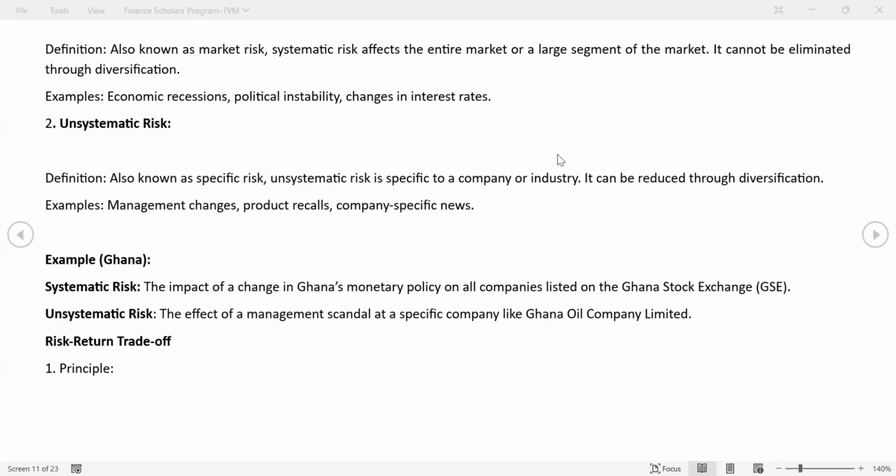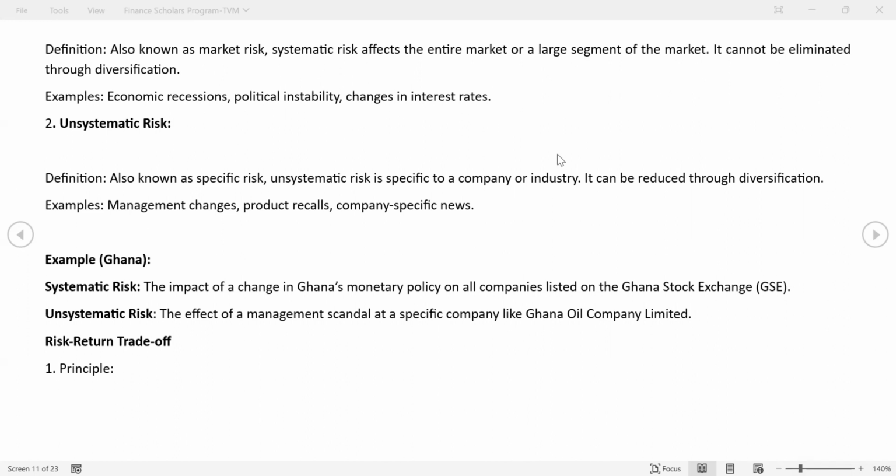Then the unsystematic risks are the risks that are specific to a particular company or industry. The business can have operational risks, or maybe an employee will take your money, an employee will make you go bankrupt, or a customer will not pay. They are all specific to a particular company or industry, so not every industry is affected by the same risks. Some have more risks, others have fewer.